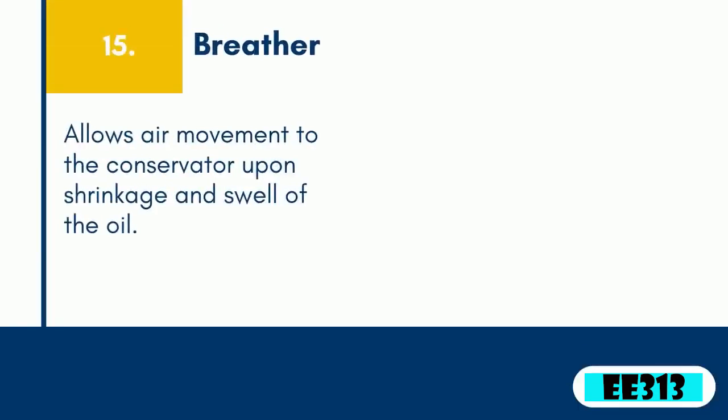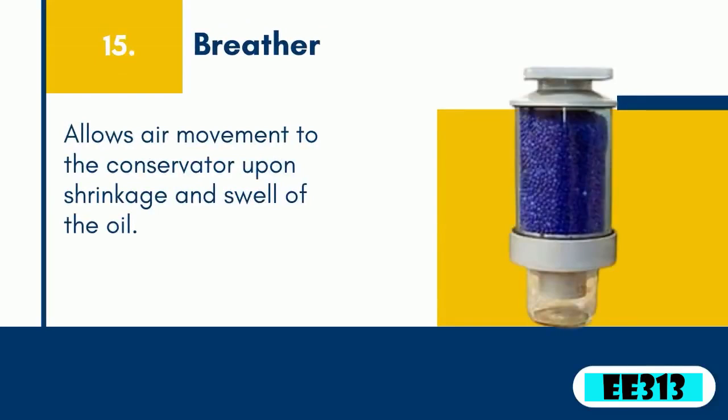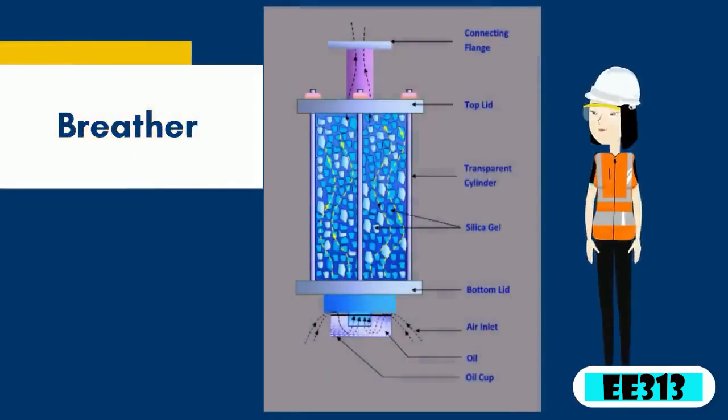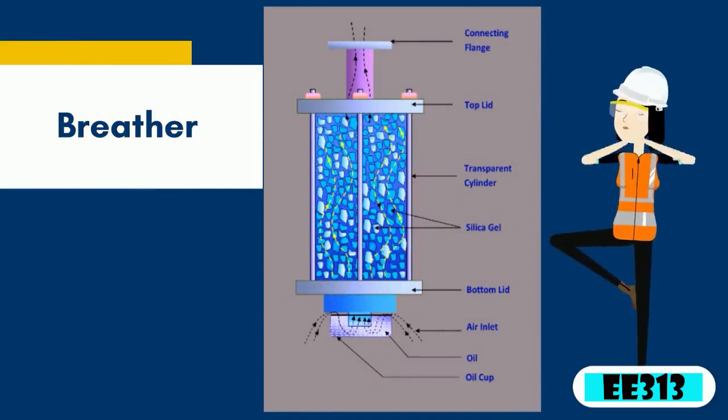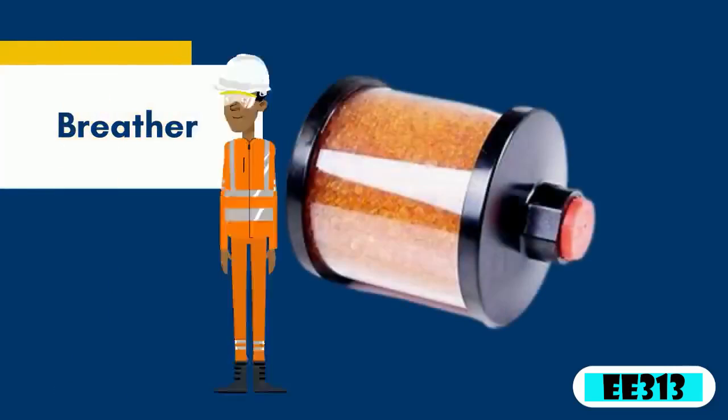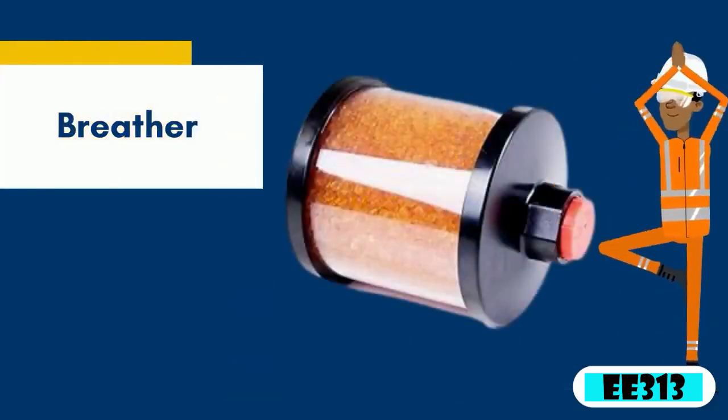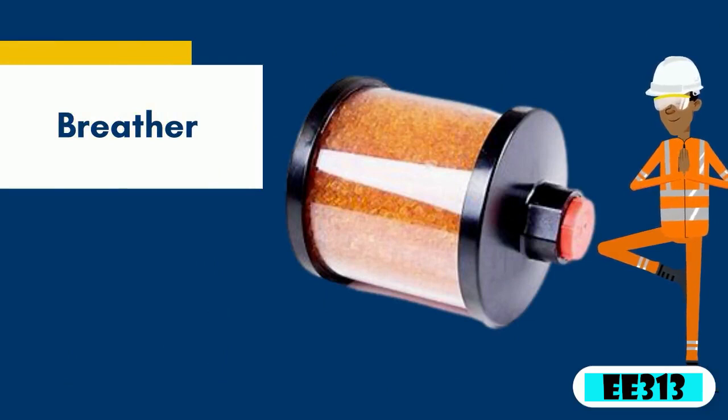A breather is a power transformer component which allows air movement to the conservator upon shrinkage and swell of the oil. It has silica gel to remove moisture from entering the conservator tank because the transformer must be kept dry always. A water content of 8 parts per million is already dangerous because it can reduce the dielectric strength. That is why the breather is an important part of a power transformer.